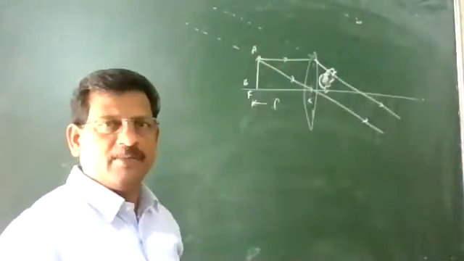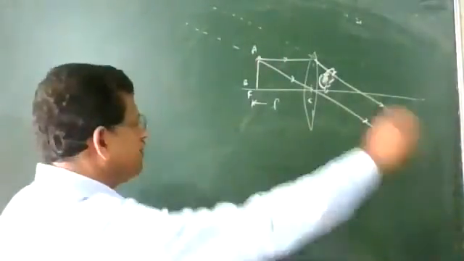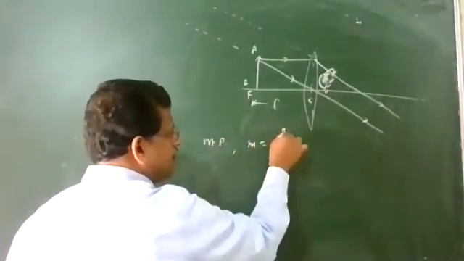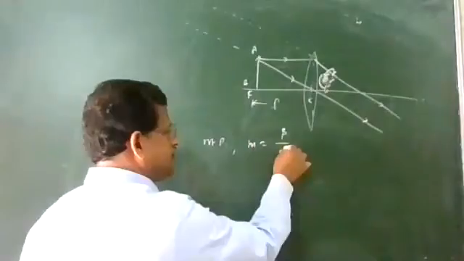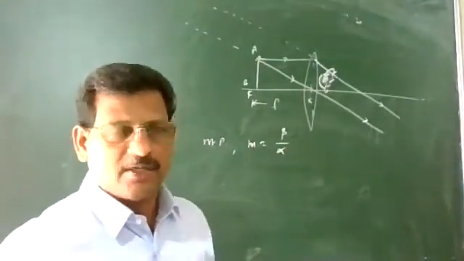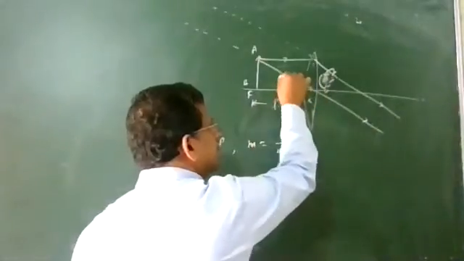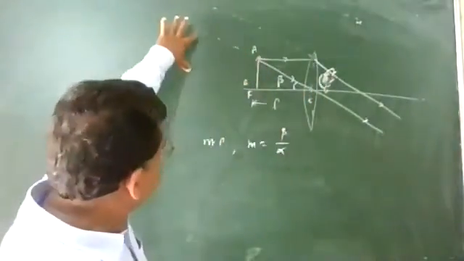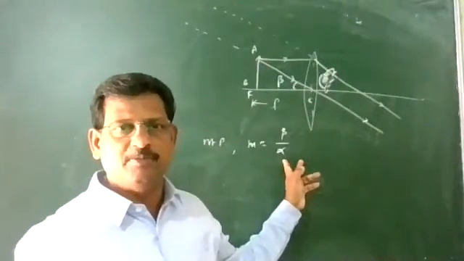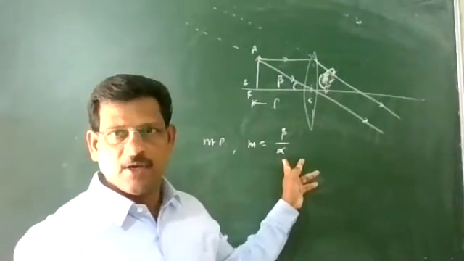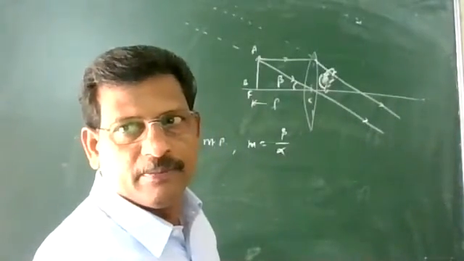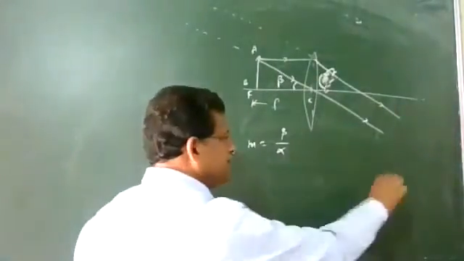So the highly magnified image is formed at infinity, and we define the magnifying power as M equal to beta by alpha. That is the angle subtended by the image at the optical center. This is the angle beta, marked in the diagram. The angle subtended by the object when it is at the least distance of distinct vision is not marked here, so we have to mark it in the diagram separately.